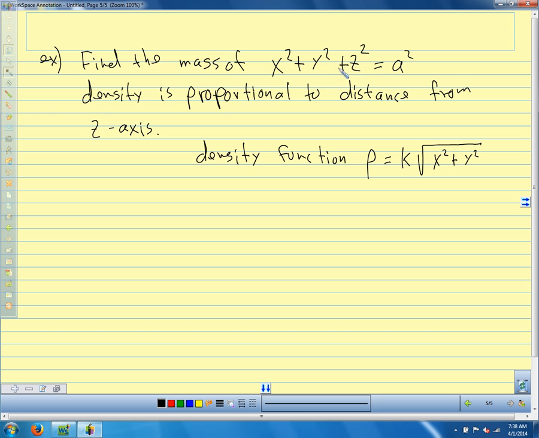We're talking about a sphere here, so that suggests that we use spherical coordinates. So we need to express this in terms of spherical coordinates. So we get rho equals k times the square root of rho squared sine squared phi cosine squared theta plus rho squared, this is looking intimidating now, sine squared phi sine squared theta. And we're taking the square root of that whole thing.